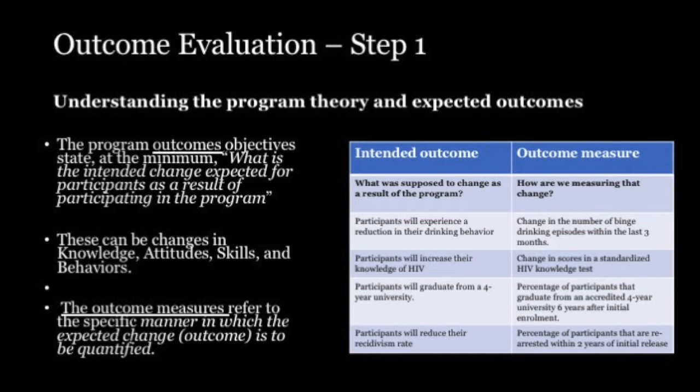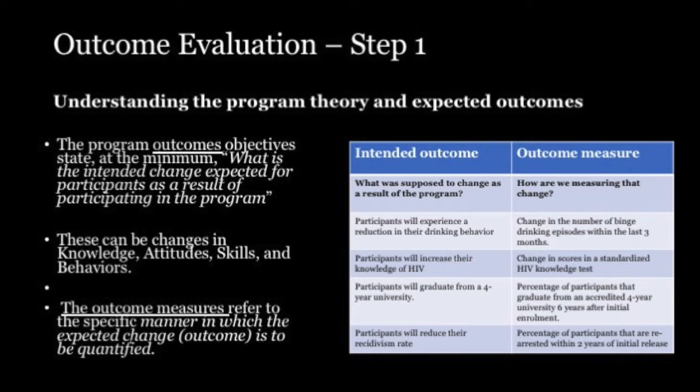Well, in well-defined outcome objectives, they should have an indication of how they were supposed to be measured. But sometimes they won't come with that. So we need to decide as evaluators what the outcome measures are going to be for a particular outcome, right? And the outcome measures refer to the specific manner in which this expected change in the outcome is going to be quantified.